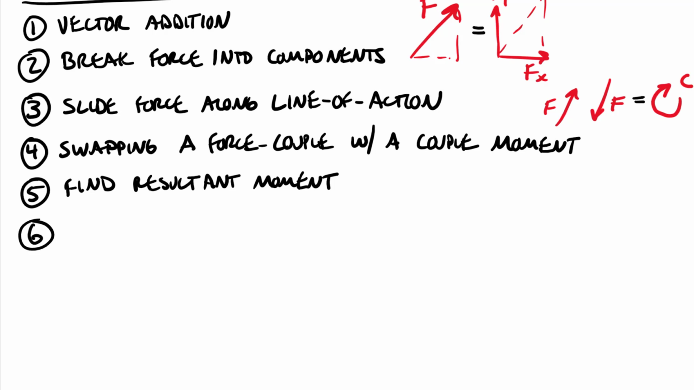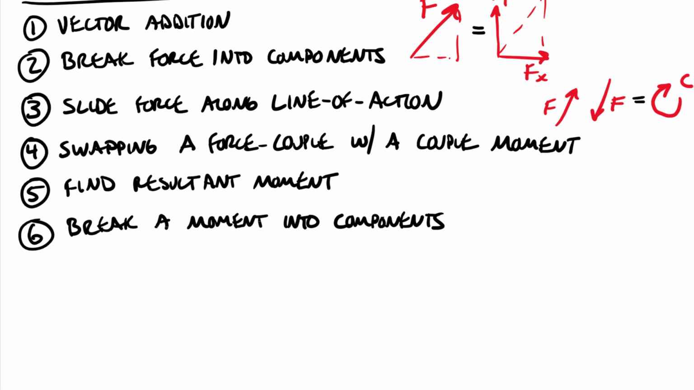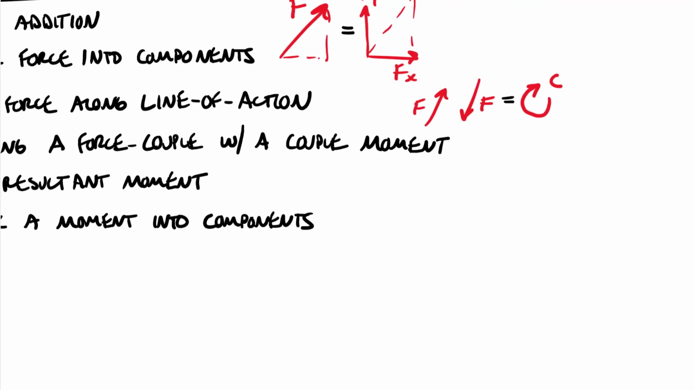And then number 6, we can also break a moment into components. And I'll draw a little sketch here. If we have an axis system, so X, Y, coming out of the page here is Z, and let's say we have a moment using the double-headed arrow notation going off in this direction, adding a ghost box here.